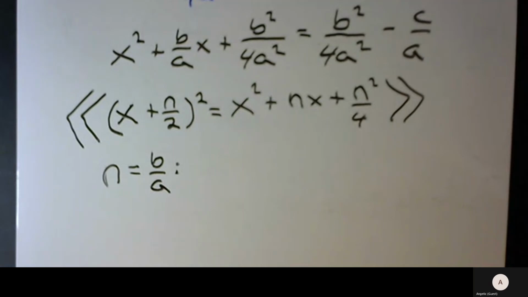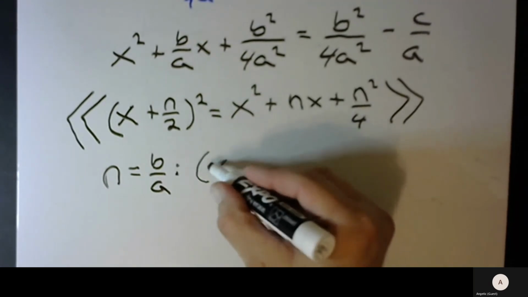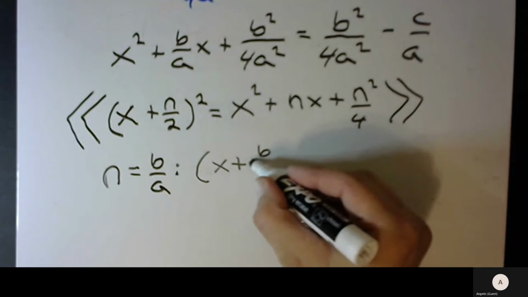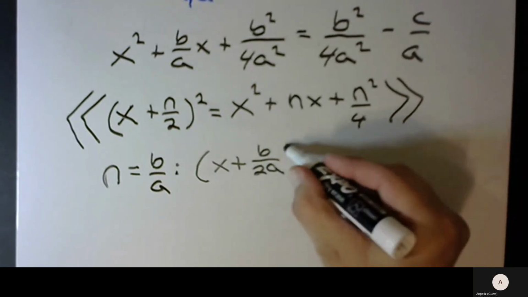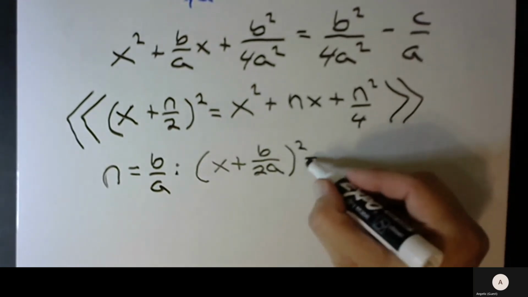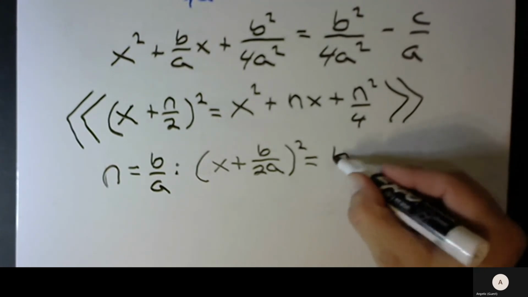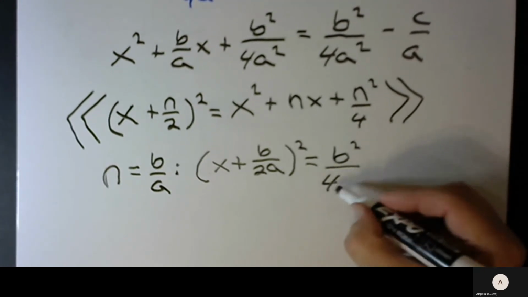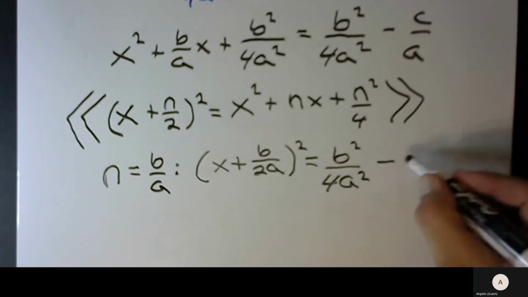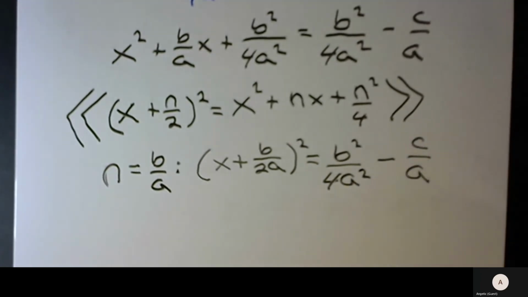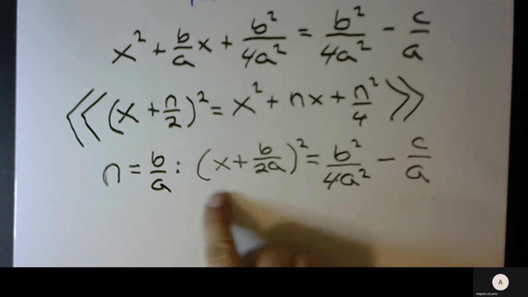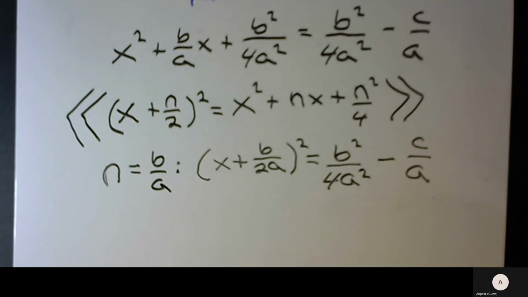And so what we're going to get is we're going to get this. So again, this is kind of a tricky thing, but this will let us complete a square. We're going to get something like this.